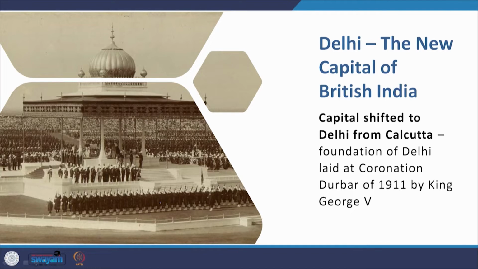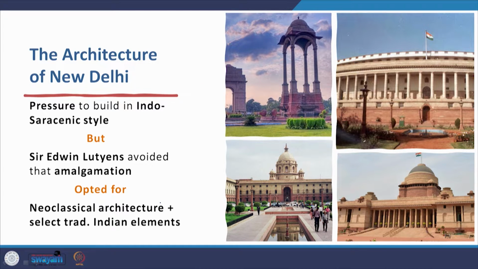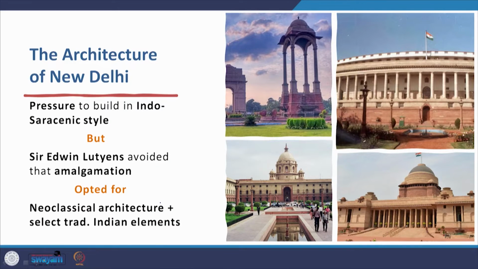Now New Delhi itself became the capital of British India in 1911 at the coronation durbar of King George V, and the capital was shifted from Kolkata to New Delhi. For the architecture of New Delhi, there was a pressure to build in the Indo-Saracenic style. Enough pressure had been built by people like Grouse and Stephen Swinton Jacob, but Sir Edwin Lutyens avoided that amalgamation. I already told you that was a political compulsion. Therefore he opted for a neoclassical architecture with select traditional Indian elements, and we will look at that.